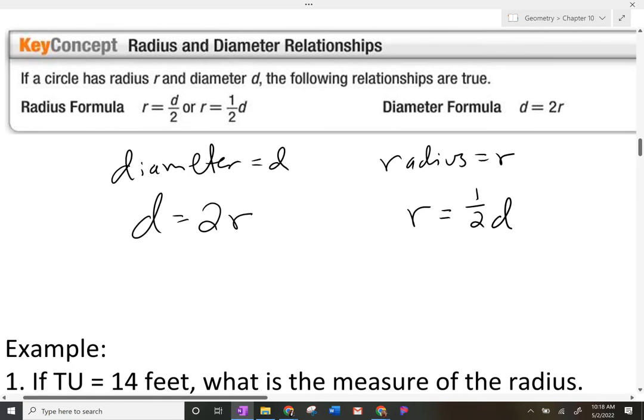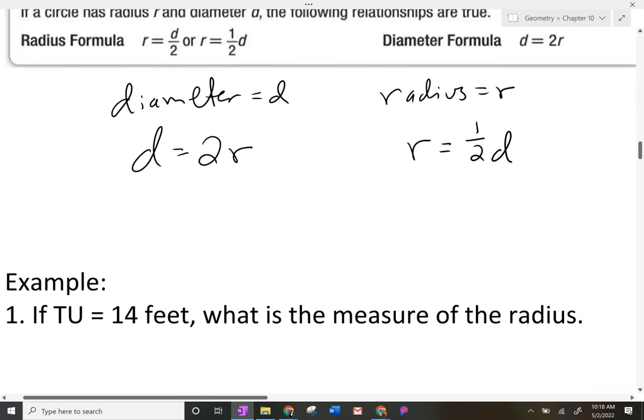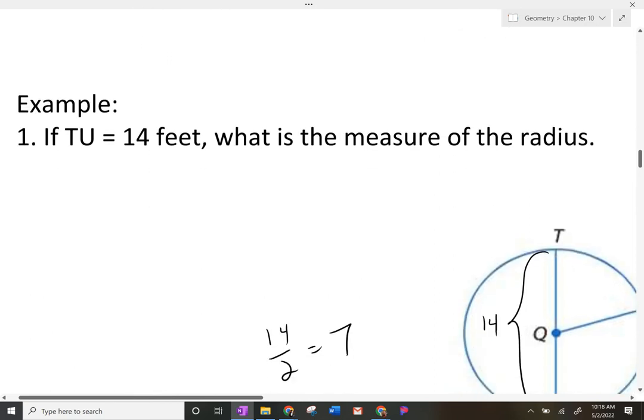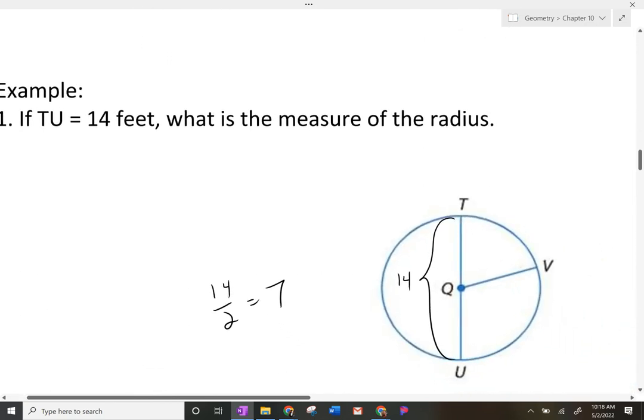All right, so a lot of these ones are going to start off story-problem-ish. Whoops, you guys already have the answer, my bad. It's saying that TU, in this picture, is 14 feet. So when they give you this circle, you will need to write down those pieces there. TU is going to be 14 feet.